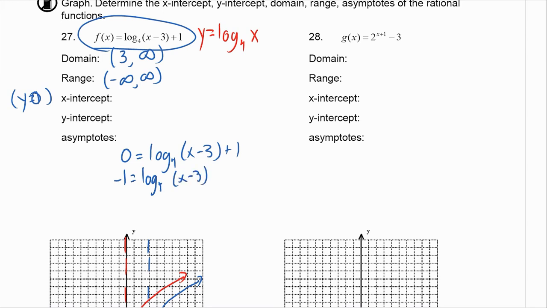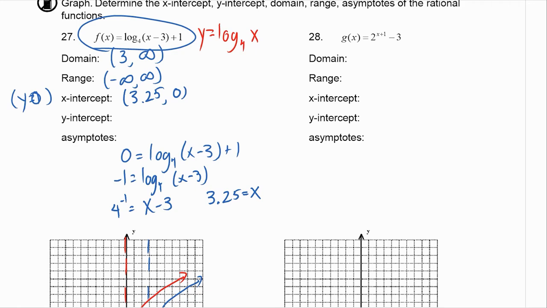Do the exponential form, so 4 to the negative 1 is equal to x minus 3. Now I need to write that as a fraction, so 4 to the negative 1 is just 1/4. Then add 3 to both sides. So this is where I get 3.25, or you could also say 3 1/4, is equal to x. So the x-intercept is 3.25, comma 0.